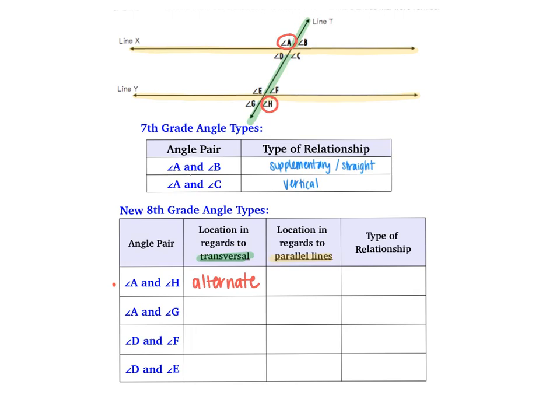Next, I need to talk about, well, where are they compared to the parallel lines? Remember we talk about, are they in between them or are they on the outskirts? Here, they're on each side. They're not in between them. So remember we call those exterior angles. Believe it or not, your final way to describe these is just putting those together. So A and H together are alternate exterior angles.